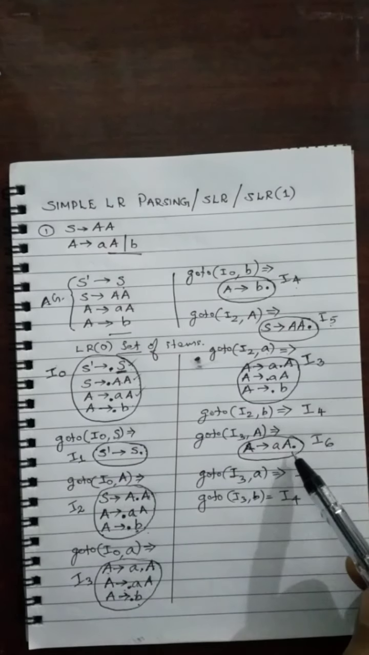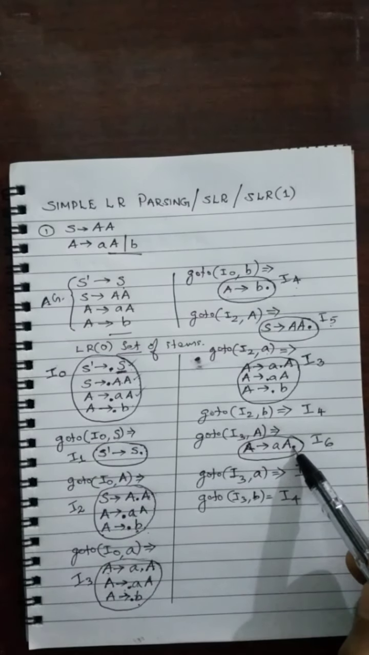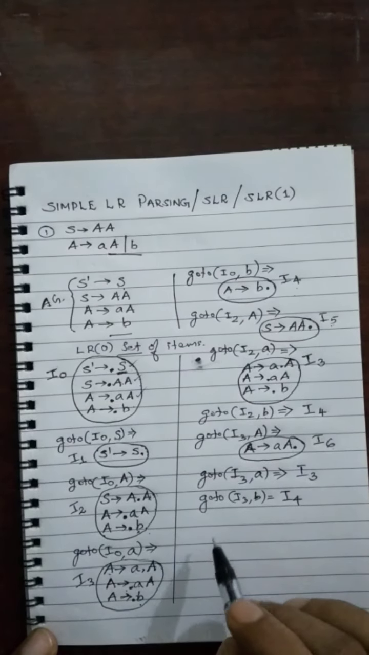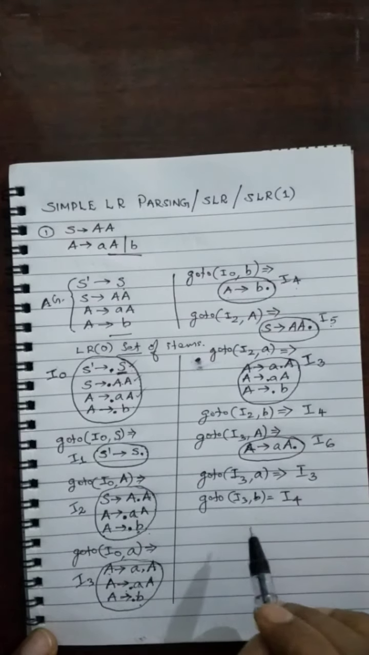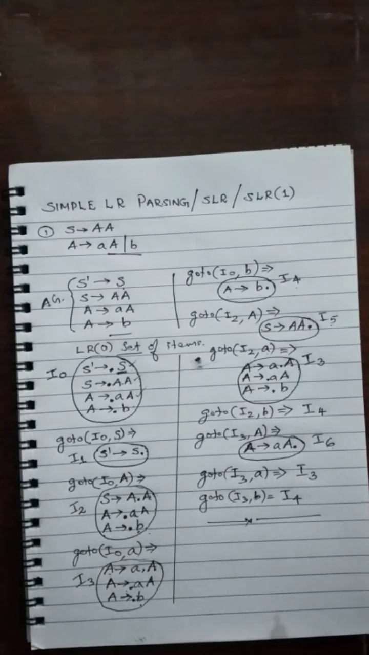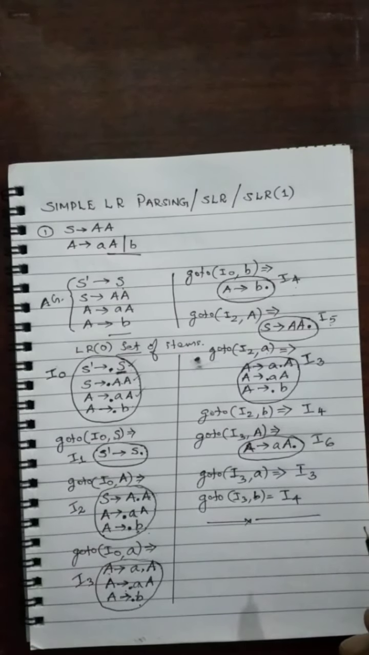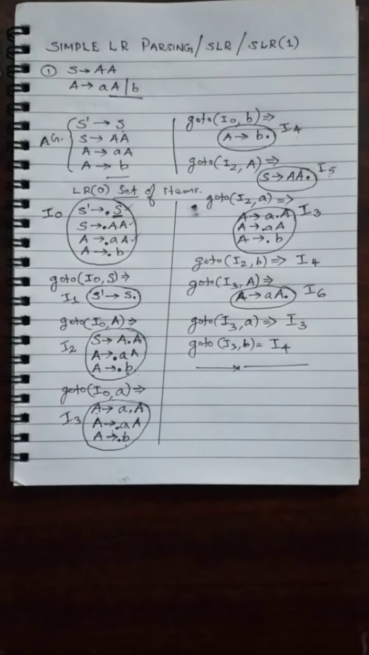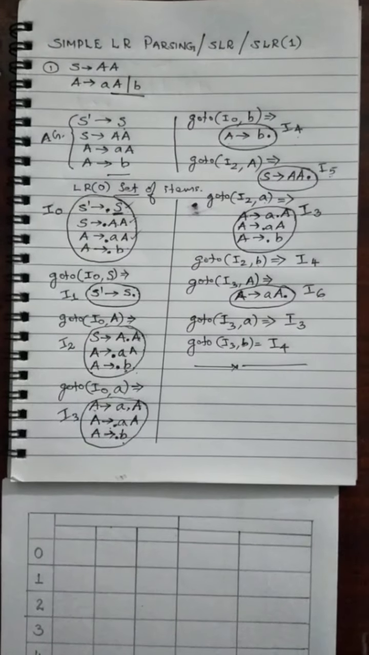Now from I6 can I have a transition? No, dot is at the very end. So here we complete our set of items generation. The next process is to utilize this and fill up the SLR parsing table. So we can utilize all these things and we can fill up the parsing table.